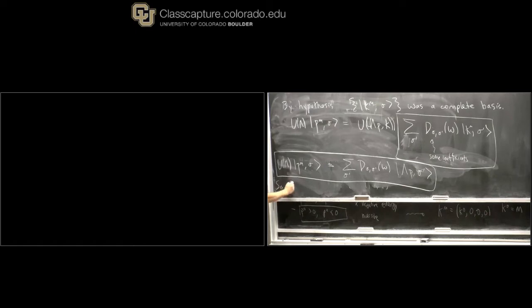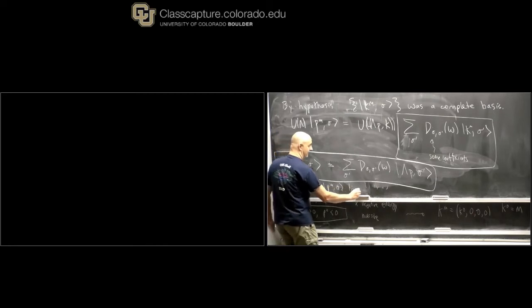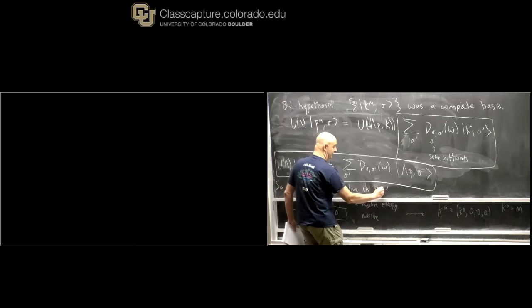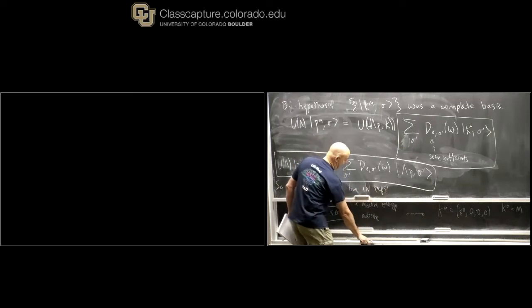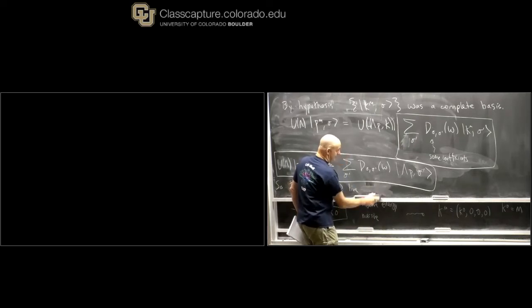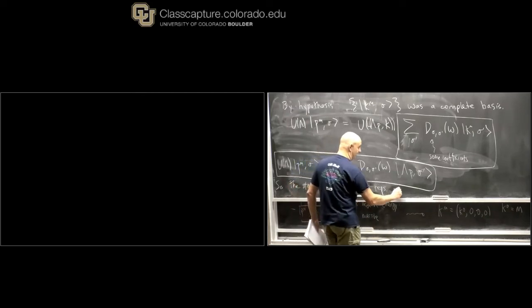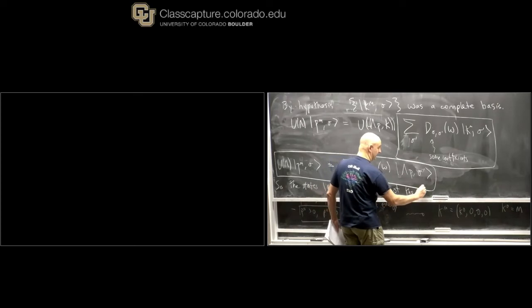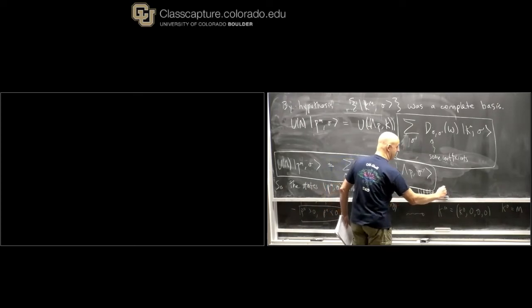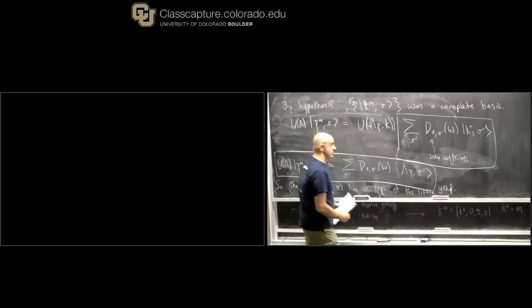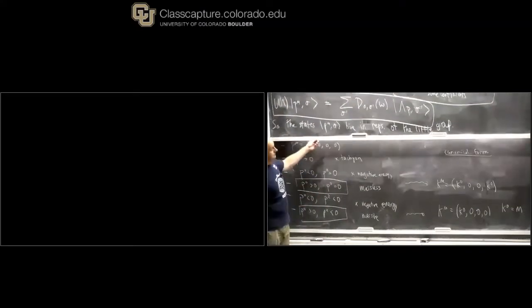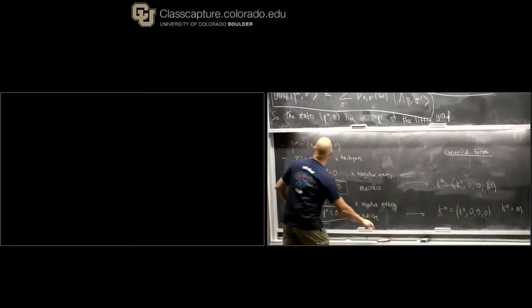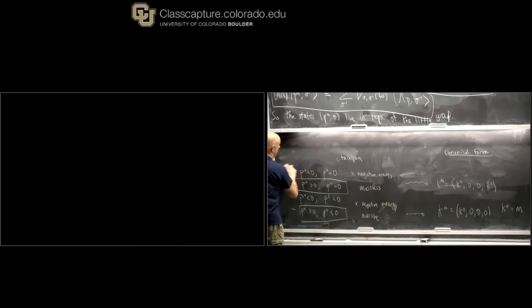So the states P mu sigma live in representations, not necessarily irreducible, in representations of the little group. Okay.